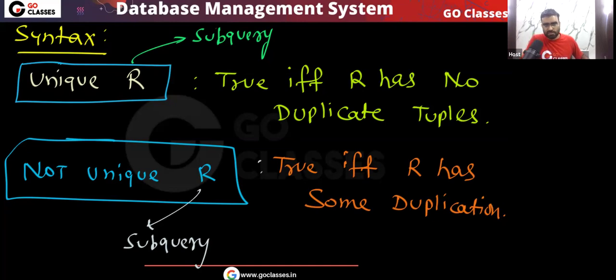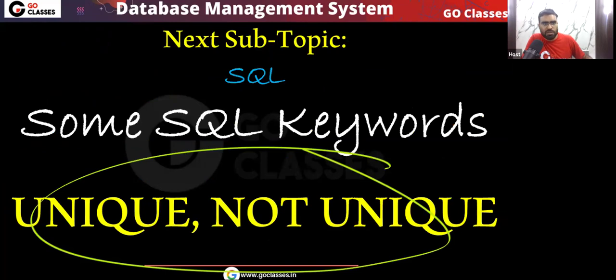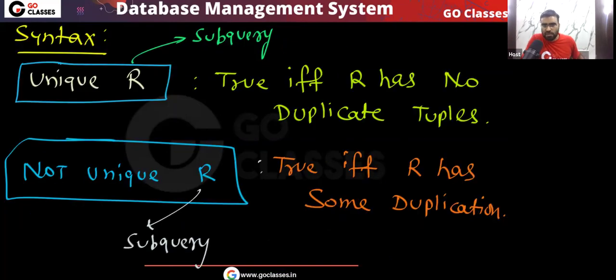R has some duplicates. Some duplication must be there. So this is the definition of unique, not unique. The definition is enough. They will not ask you this in the GATE exam. For the sake of completeness, I told you.